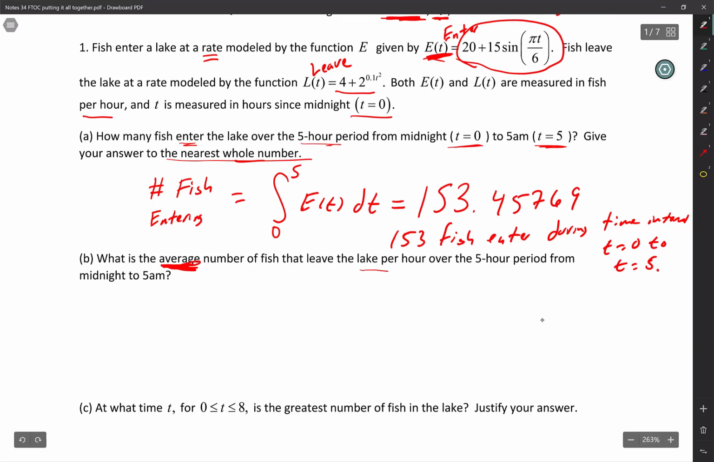See, leave the lake per hour. That's an average rate over the 5-hour period from midnight to 5. So they're actually saying what's average of L of T. Does that make sense to you guys? Perfect. So I'm going to write average. Oh, what's up, Godin?